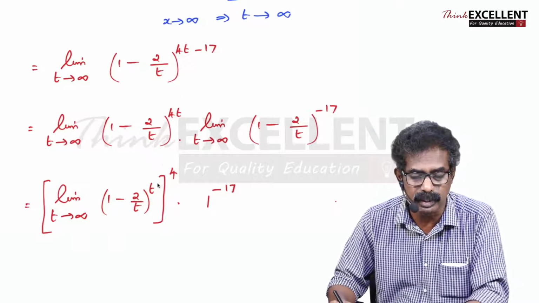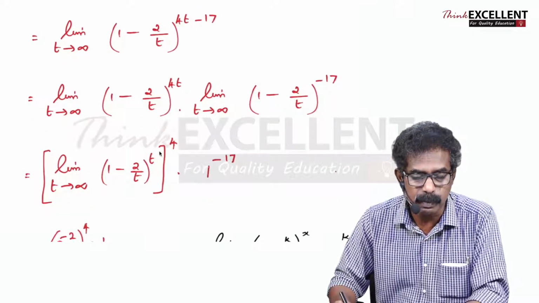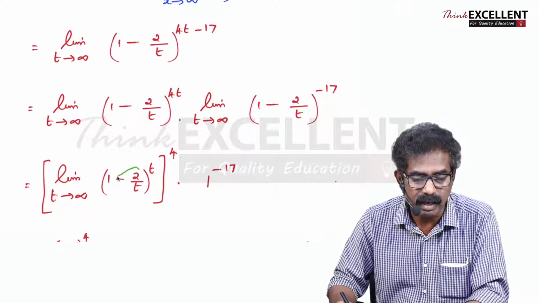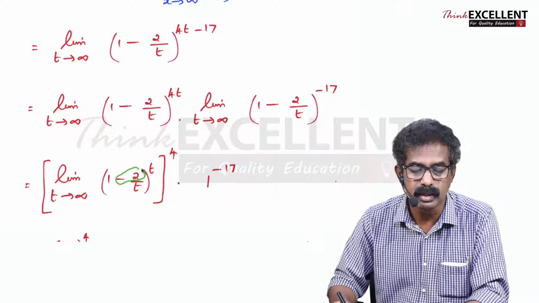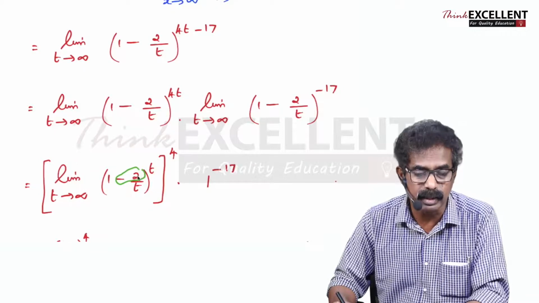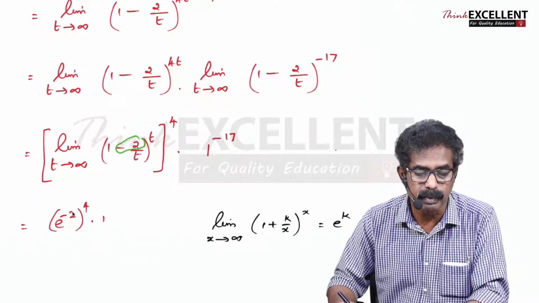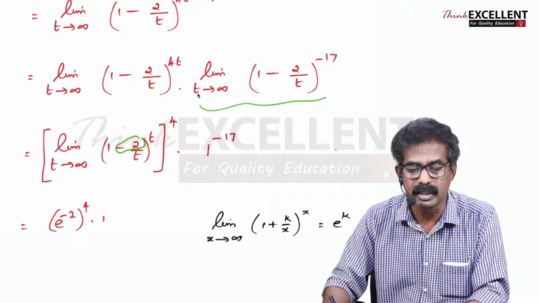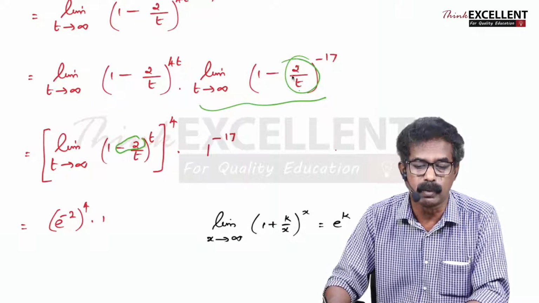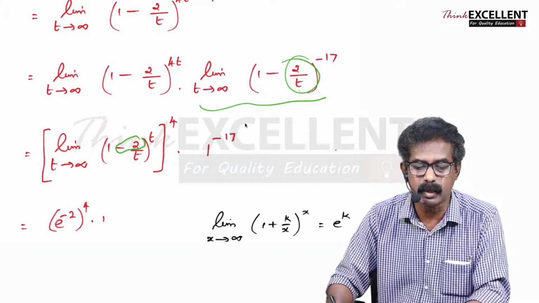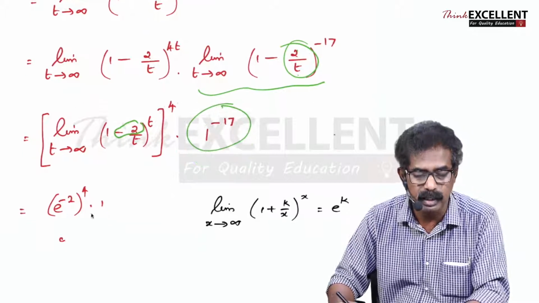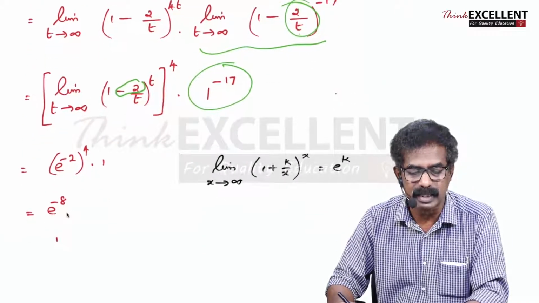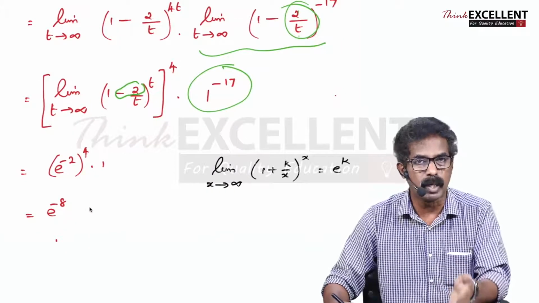Already we did a sum like this. So you know this part is, instead of k we have minus 2. So e raised to k, that is e raised to minus 2 raised to 4. And for the second one, straight away for t you put infinity. 2 by infinity is something by infinity, that is 0. So 1 raised to minus 17, 1 raised to any number is 1 only. So your answer is e raised to minus 8. E raised to minus 8 can be written as 1 by e raised to 8.